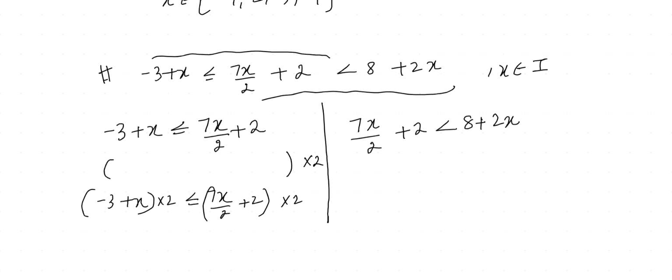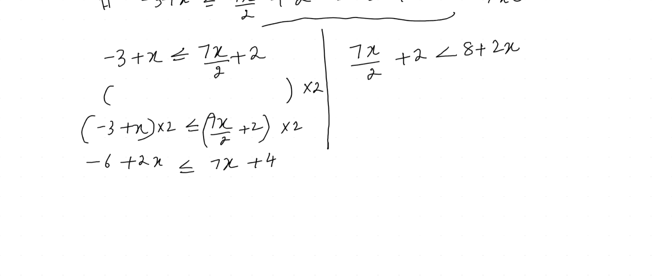So minus 6 plus 2x less than or equal to 7x by 2 into 2. So it becomes 7x plus 4. And now it's simply transposing. So you take the 4 over to the other side, plus 4 becomes negative 4. And the 2x, take it to the other side, it becomes 7x minus 2x. So minus 10 is less than or equal to 5x.